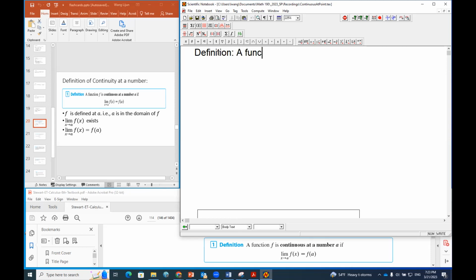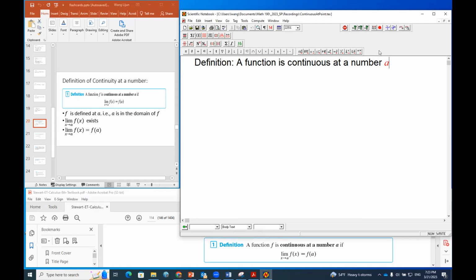A function is continuous at a number A, which is the input, remember A, if the limit as x approaching A of f of x is equal to f of A. This implies three items.